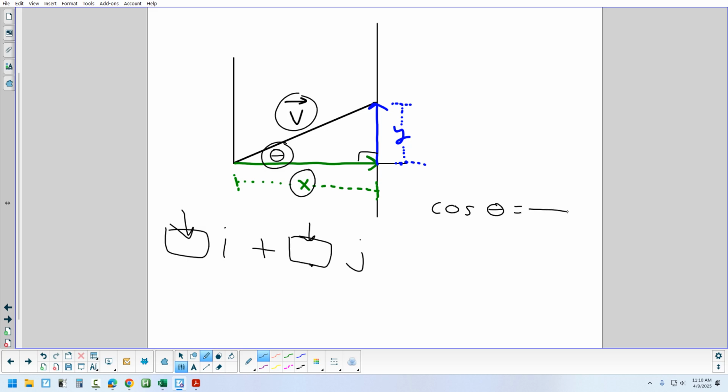Okay, what's the length of the adjacent? The length of the adjacent is x, yes. Now, what is the length of the hypotenuse? V. No, v is the vector of the hypotenuse. How do we write the length of v? Two lines. Yeah, you're closer. Two lines around v. So it's not just a single bar, it's the double bars.